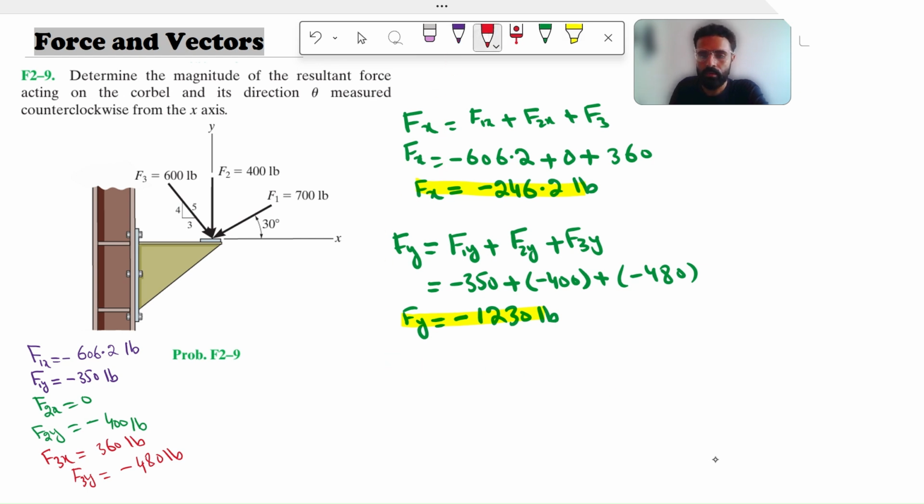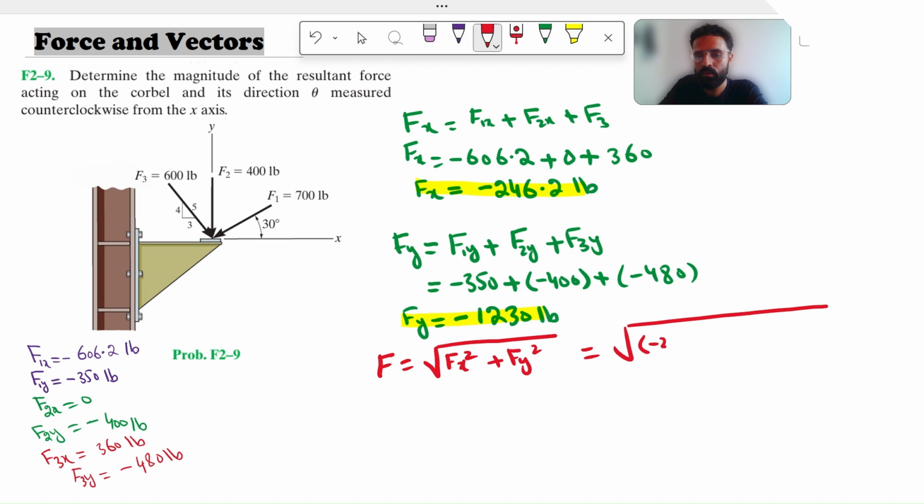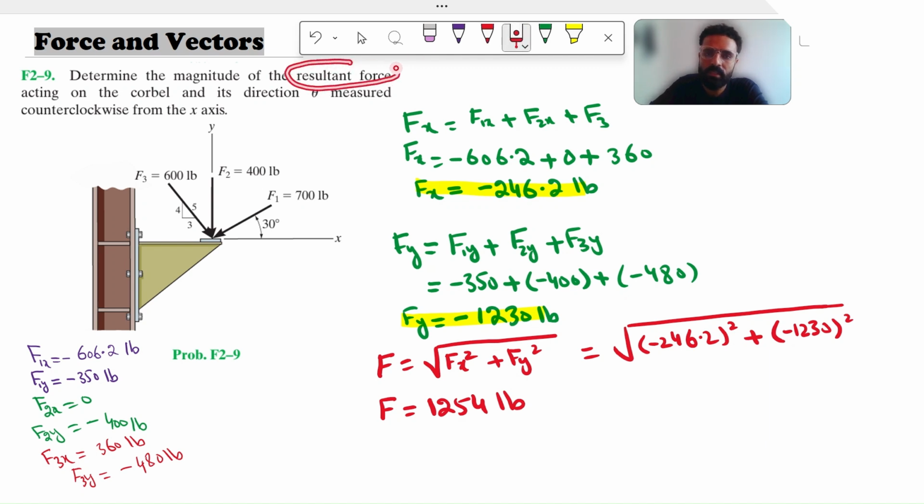So we already know the formula of the resultant force, which is the resultant force is equal to the square root of Fx square plus Fy square. So I will be putting the value of Fx and Fy. So the Fx value is minus 246.2 square, then plus the Fy value is minus 1230 square. So putting the values in calculator, we will get the resultant force, which will be equal to 1254 pound.